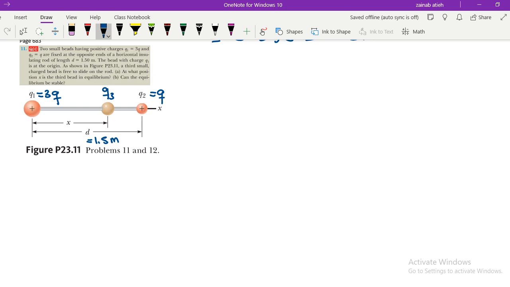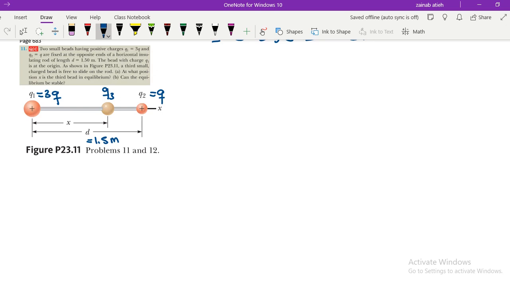In this problem he said that we have to find X if the third bead is in equilibrium. So Q3 is in equilibrium. So I have to start from this point that Q3 is at equilibrium, so the sum of forces, or the force acting on Q3, is equal to 0.